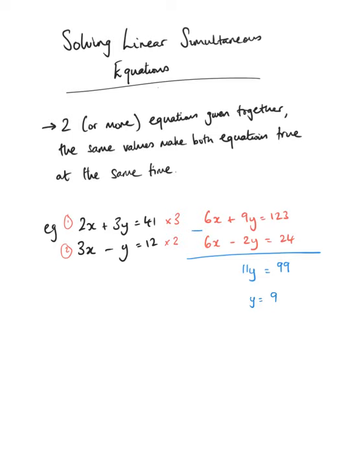My next step, the last thing I'm going to do, is substitute this value back into one of the equations. It doesn't matter which one you use, because remember, y is worth 9 in both. So I'll just use the first one: 2x plus 3y is equal to 41. Instead of y, I can put 9. So 2x plus 3 lots of 9 is 41. So 2x plus 27 is 41. So 2x is 14 and x is 7. We got that by taking away 27 and then dividing by 2.